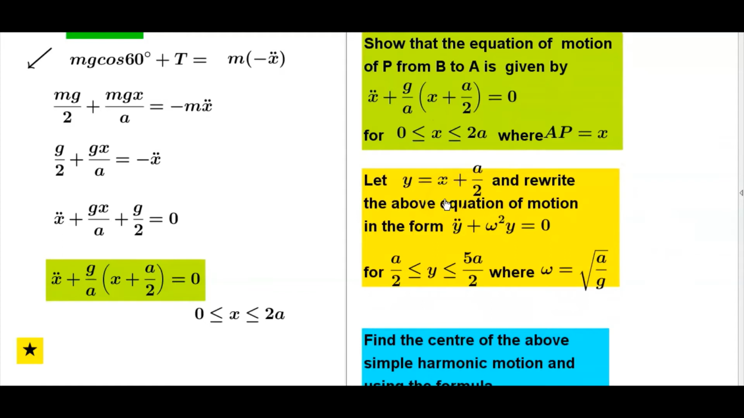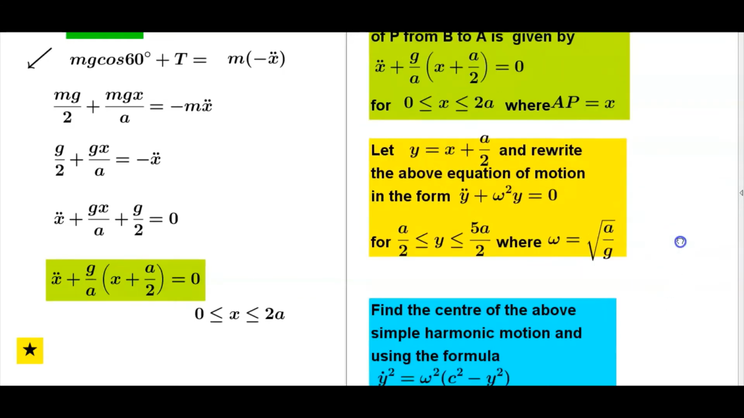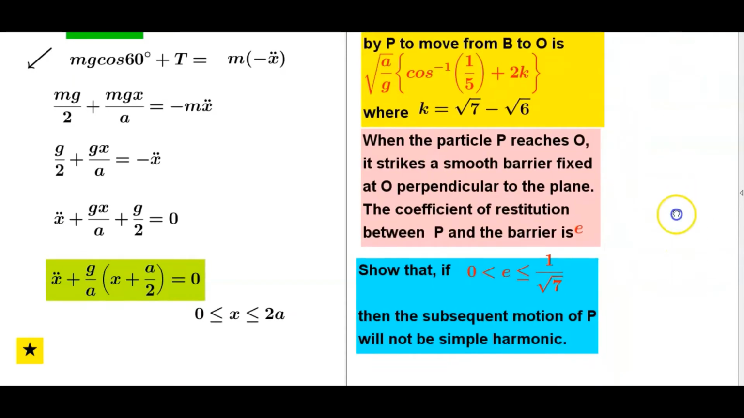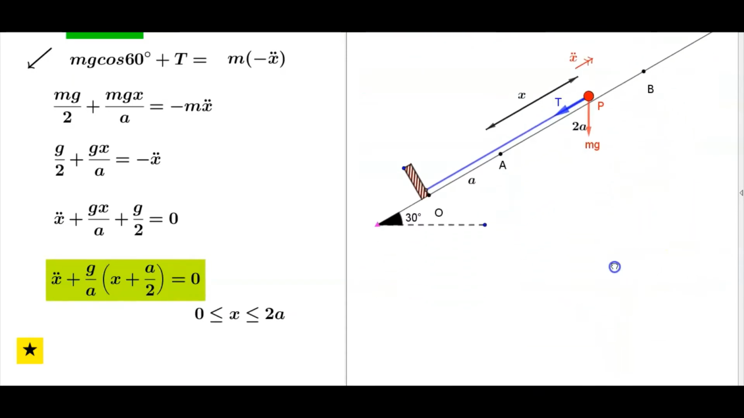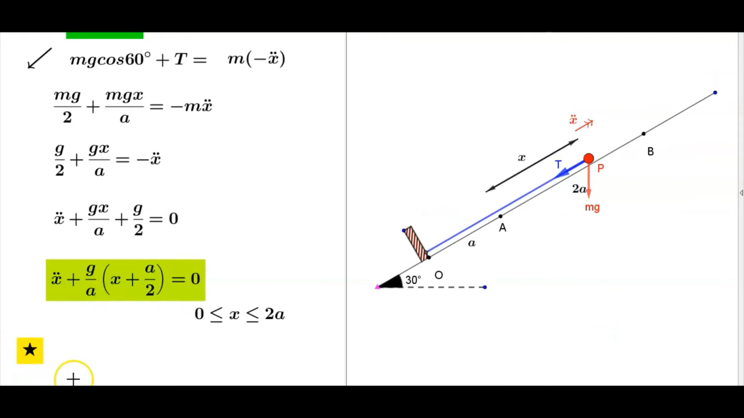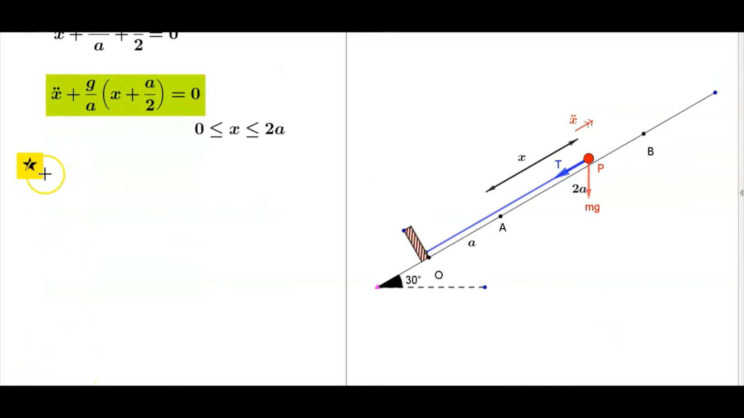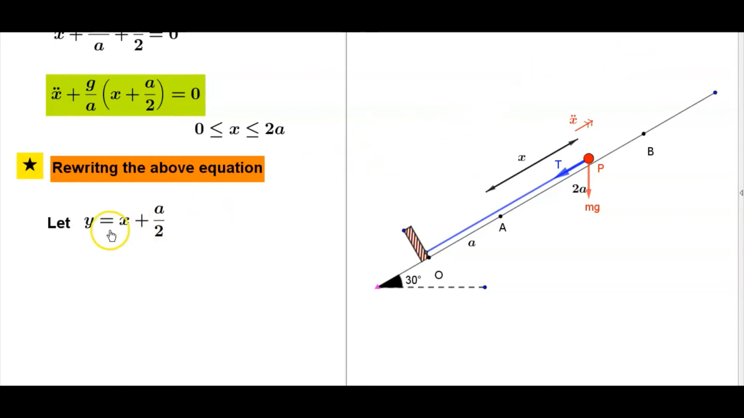In the next part, we derive the above equation in the form y double dot plus omega squared y equals 0 by substituting y equals x plus a by 2. So using the substitution, we rewrite the above equation with y equals x plus a by 2.